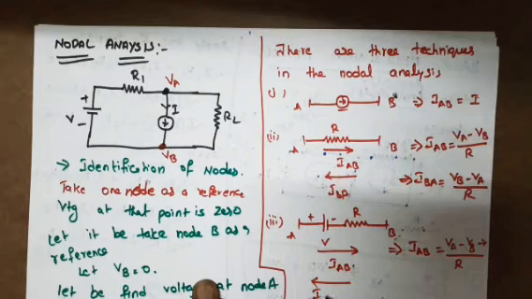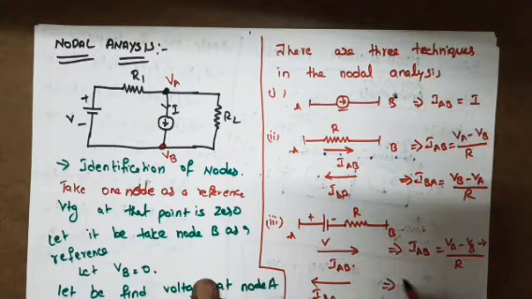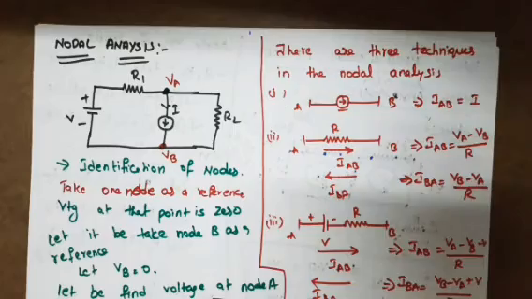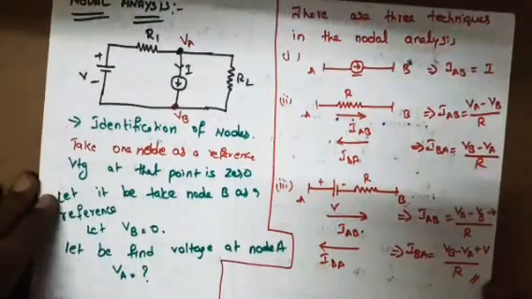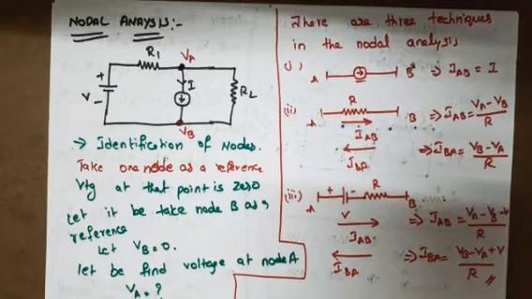And another condition is IBA. The current is flowing from B to A, B potential to A potential. Then IBA is equal to VB minus VA plus V by R. So these are the techniques we are going to use in the nodal analysis.